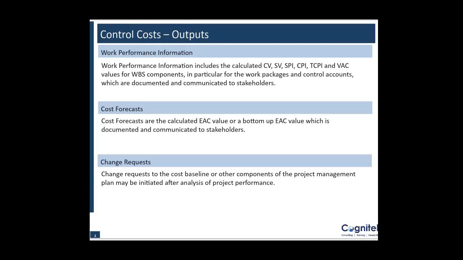Anyone can actually go about and raise a change request on the project. It really doesn't matter whether it is a client, a customer or a contractor. So basically the output of control cost is a change request related to cost.